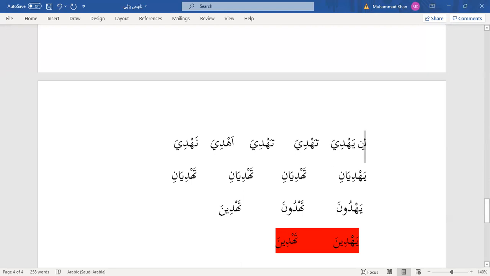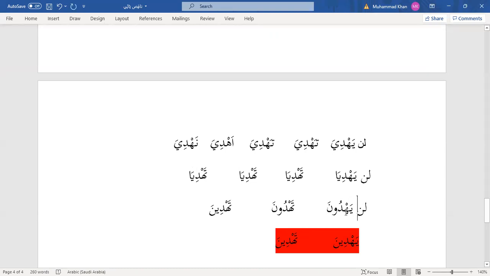And here, when we put the same lan, but only the noon gets dropped. Excellent. So lan yahdiya, lan tahdiya, lan tahdiya, and lan tahdiya. And then here, lan yahdu.